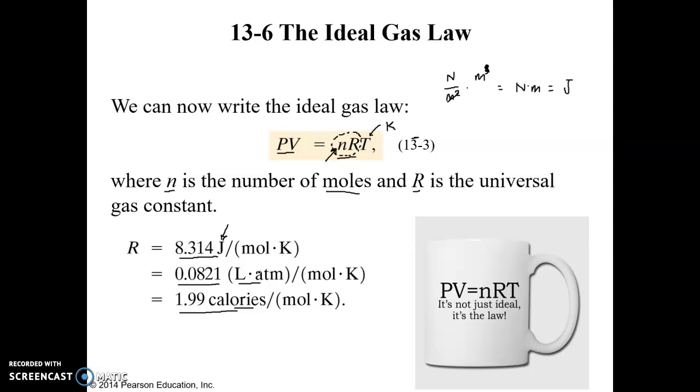If pressure is given in atmospheres and the volume is given in liters, we'll use the second one. And if we're dealing with calories, which is something that we haven't dealt with yet but will, then we'll use this one. So you just have to keep in mind that R is a constant, but it can be in one of these 3 formats. It's one of these 3 numbers, and it really depends on the given problem. What units we're using will determine which of these constants we use.